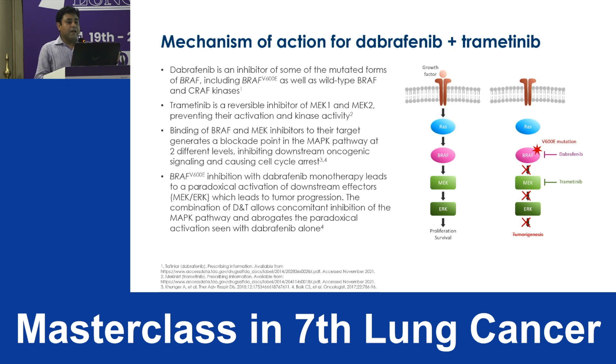Just a slide on the mechanism of action for dabrafenib and trametinib. Dabrafenib is an inhibitor of some of the mutated forms of BRAF, including BRAF V600E, as well as the wild-type BRAF and CRAF kinases. And trametinib is a reversible inhibitor of MEK1 and MEK2, preventing their activation and kinase activity. So BRAF V600E inhibition with dabrafenib monotherapy leads to paradoxical activation of the downstream effectors, MEK and ERK, which leads to tumor progression. And the combination of D and T allows concomitant inhibition of the MAPK pathway and abrogates the paradoxical activation as seen with dabrafenib alone.